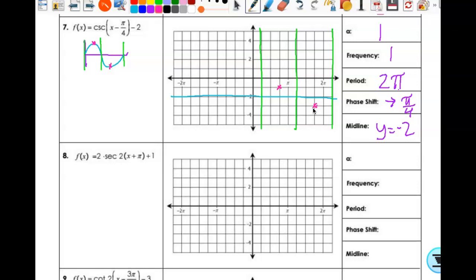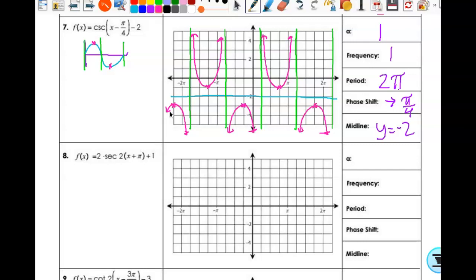Everybody okay with that? Can you finish it off then? All right. And that's what it should look like. Okay. What questions you got?